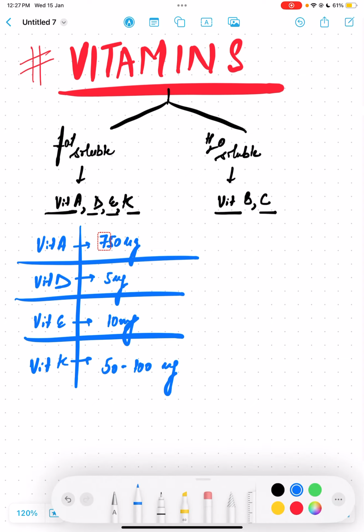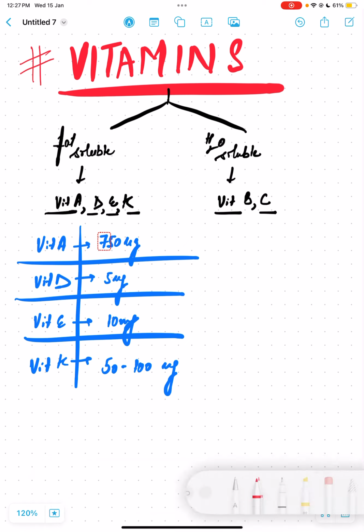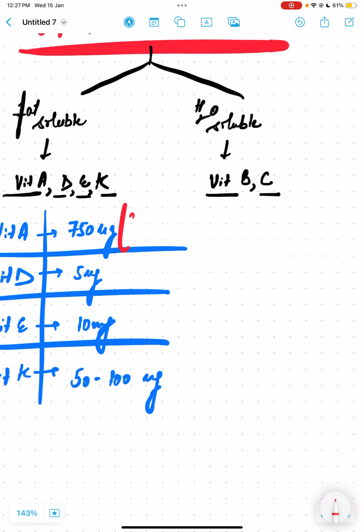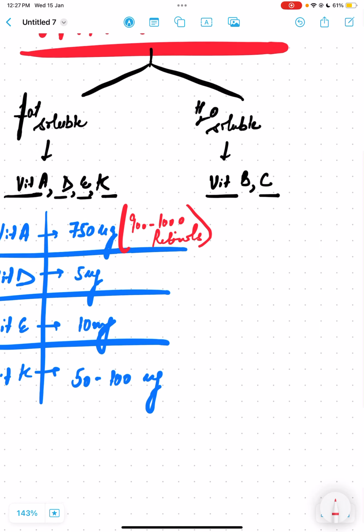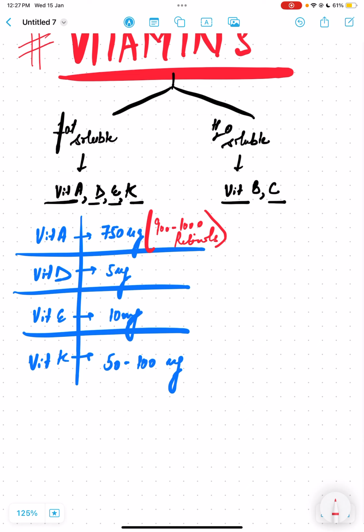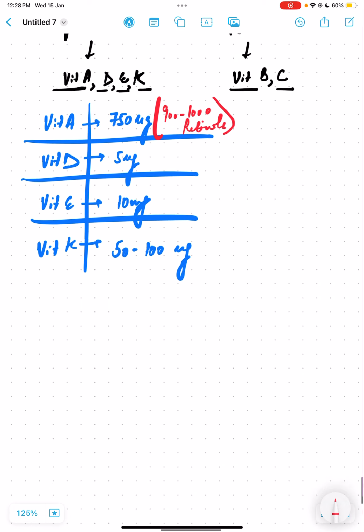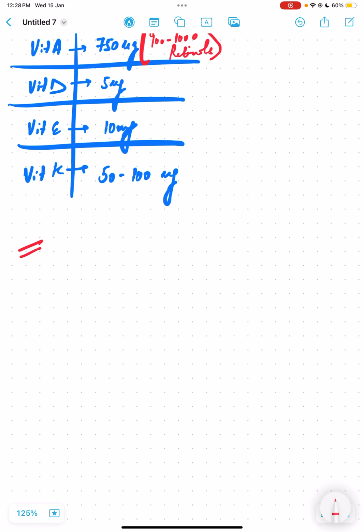Sometimes we also get vitamin A in the form of retinols. We can give 900 to 1000 retinols. So this was the composition of the fat soluble vitamins. Firstly we will begin with fat soluble. When we study the water soluble vitamins, only then I will tell you about their composition, how much of the water soluble vitamins we require in our body. So let's start with the very first, that is vitamin A.